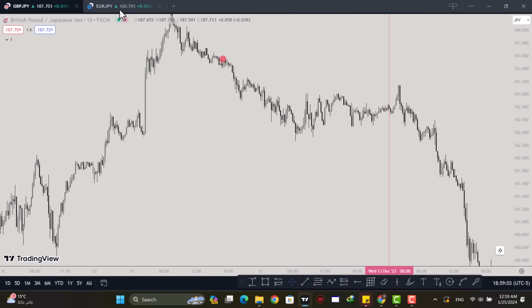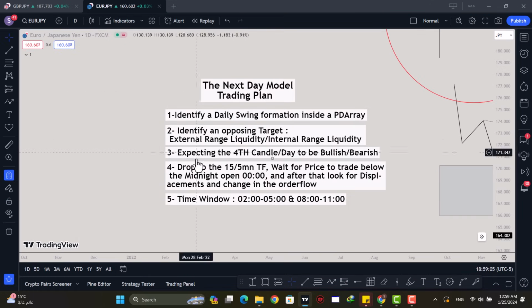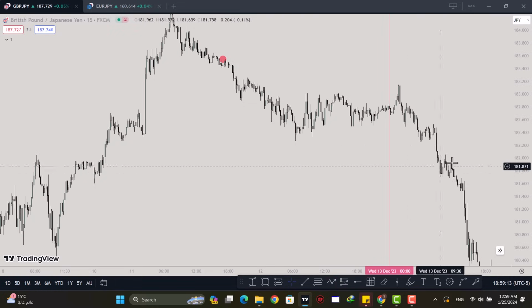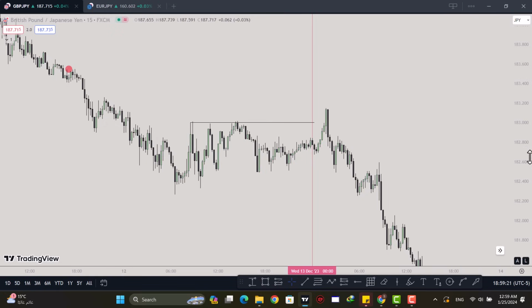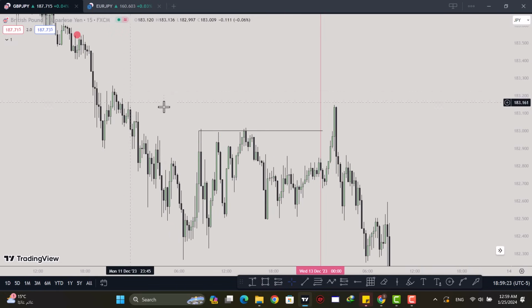And what do you want to see? Wait for price to trade above the midnight open. So we are in a bearish example. You want to see price trade above the midnight open. So we have that here. We trade above the midnight open, taking all this liquidity, and I believe we tapped into a PD array on the hourly somewhere around here.